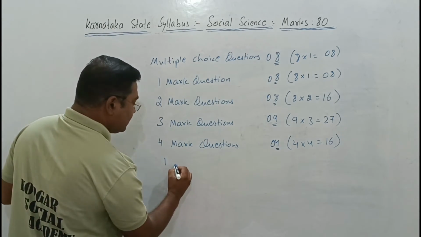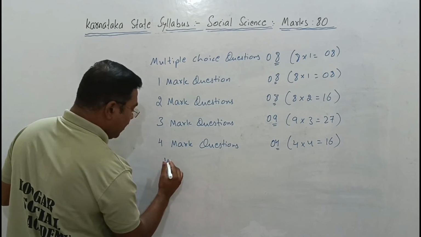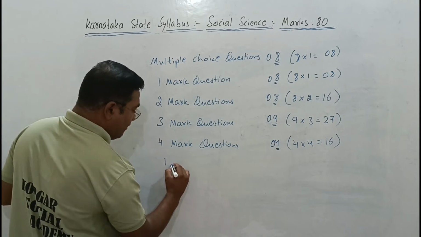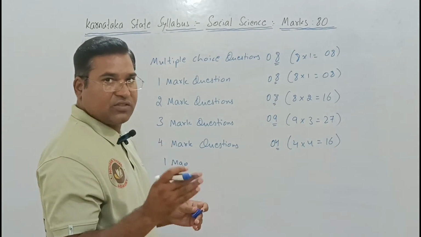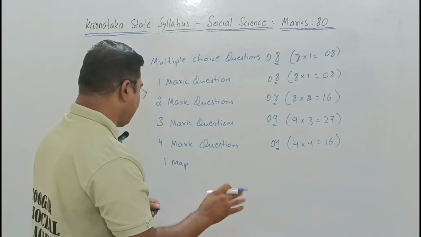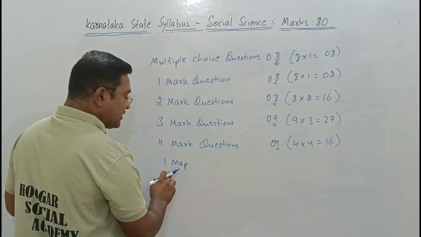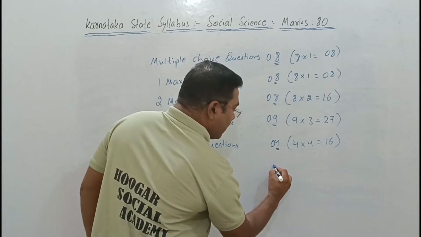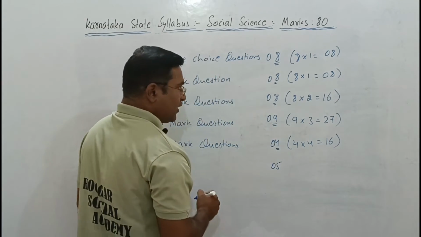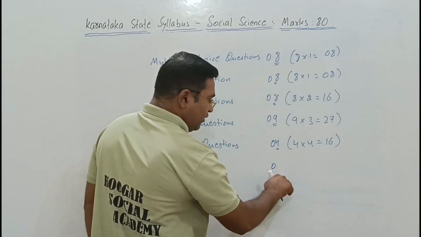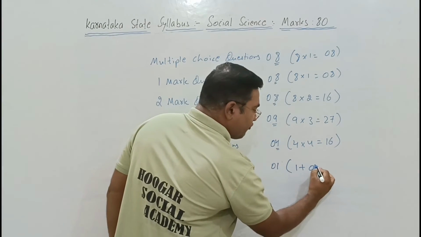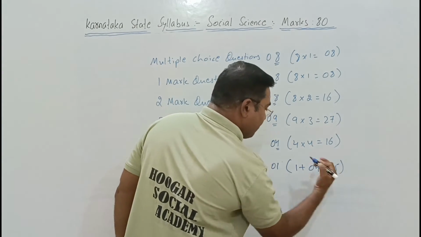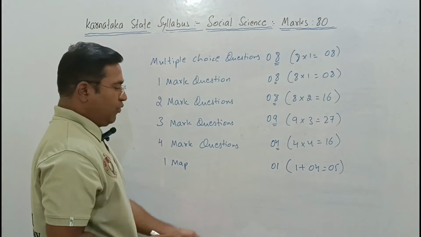And lastly comes what? Of map. One map will be asked, okay, map, which is the last end of the question paper. Okay, one map will be asked, but this map is of 5 marks. Okay, here one question will be asked, but it will be 1 plus 4 is equal to total 5. 1 plus 4.